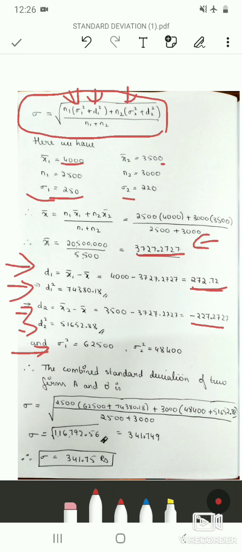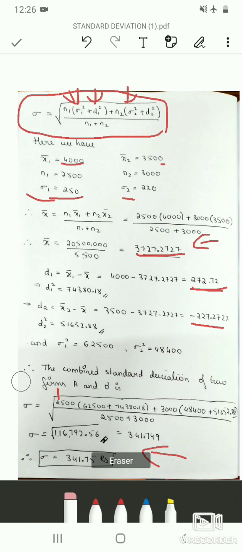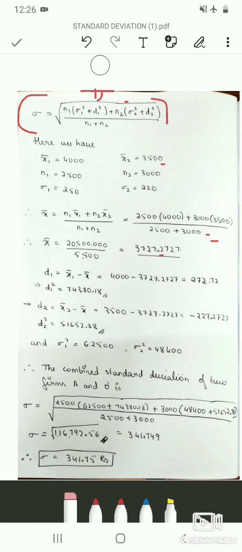So just substitute. Therefore sigma is equal to square root of, we have n1 which is 2500, and then you have sigma 1 square d1 square and sigma 2 square d2 square. So substitute all the formulas and then simplify. So therefore your combined standard deviation is rupees 341.75. So this is how you calculate combined standard deviation for any given set of data.